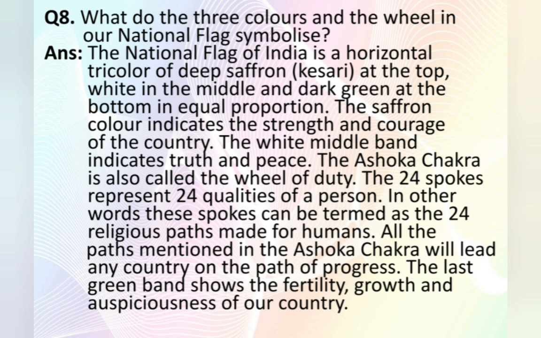The Ashoka Chakra is also called the Wheel of Duty. The 24 spokes represent 24 qualities of a person. In other words, these spokes can be termed as the 24 religious paths made for humans. All the paths mentioned in the Ashoka Chakra will lead any country on the path of progress. The last green band shows the fertility, growth, and auspiciousness of our country.